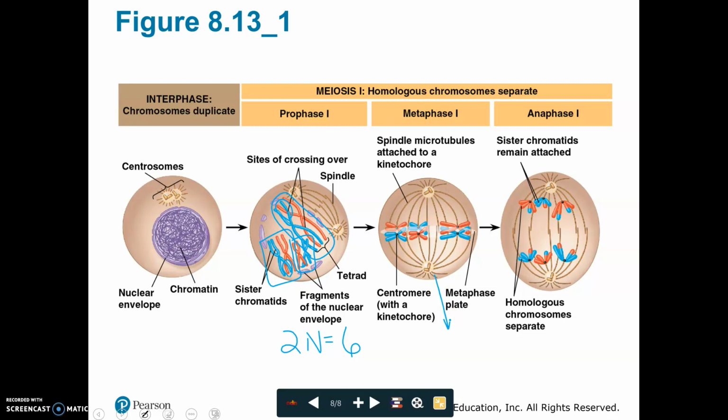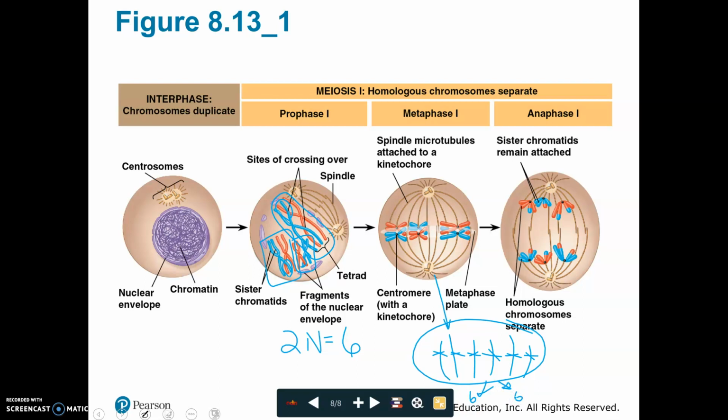Now they have it kind of sideways. We've been drawing mitosis vertically. But if this was mitosis, it would look like this. The chromosomes would line up in a straight line. And the offspring cells would each have 6 chromosomes, just like the original parent. But that's not what's going to happen in meiosis.